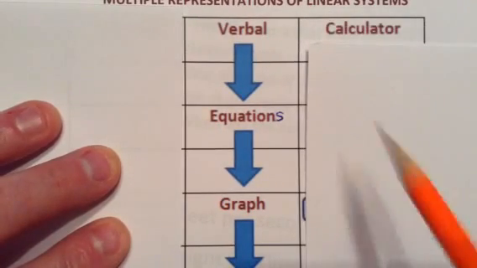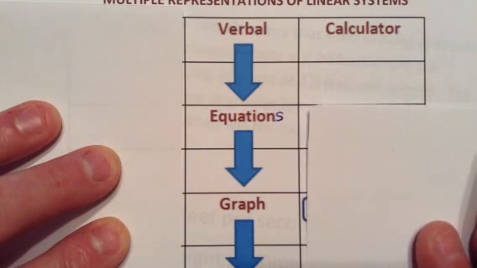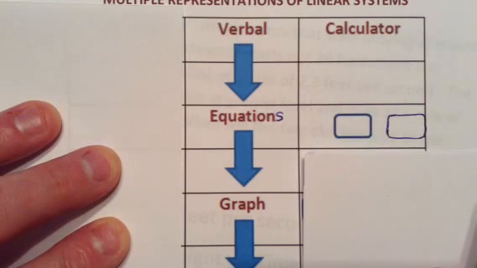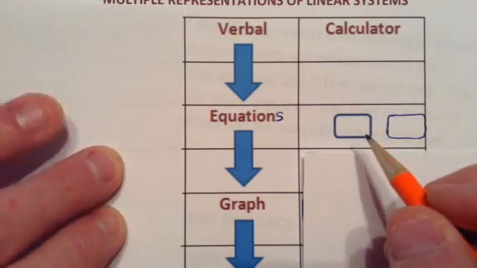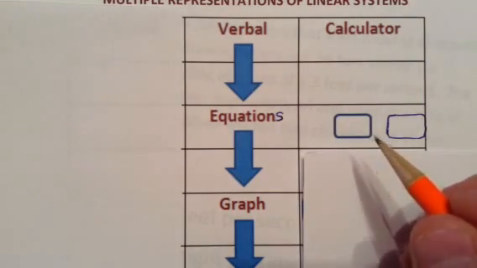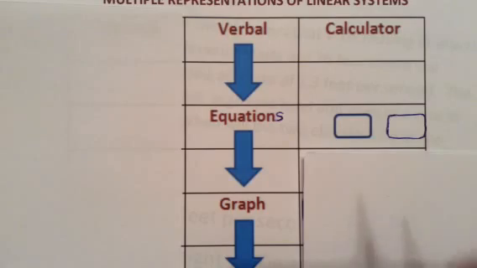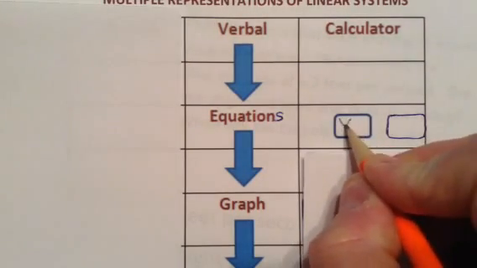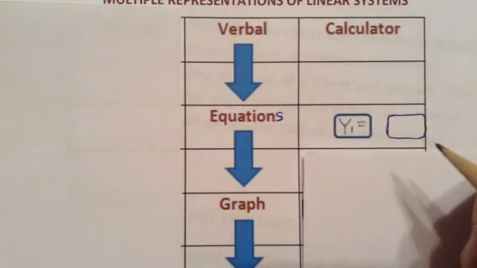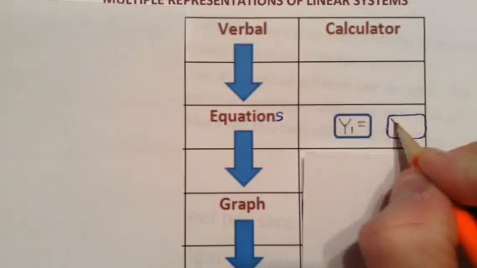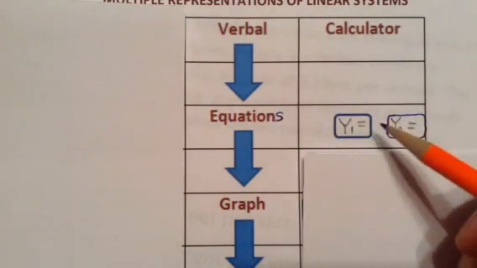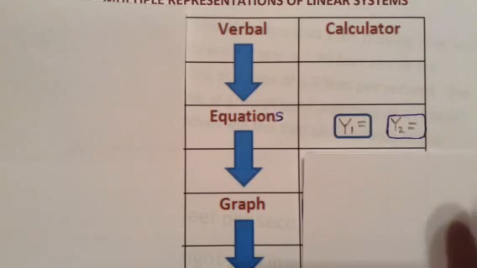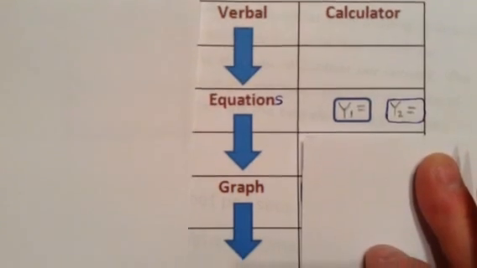Now you may say, would you hide behind these papers, Miss Mahalik? Well, once we're able to take the verbal and go to an equation, our calculator will help us. What we're going to do, you know what our buttons are right here, is put our first equation in y1 equals, and then put our other equation in y2 equals. So we're going to have a place for both of our equations to go in our calculator.